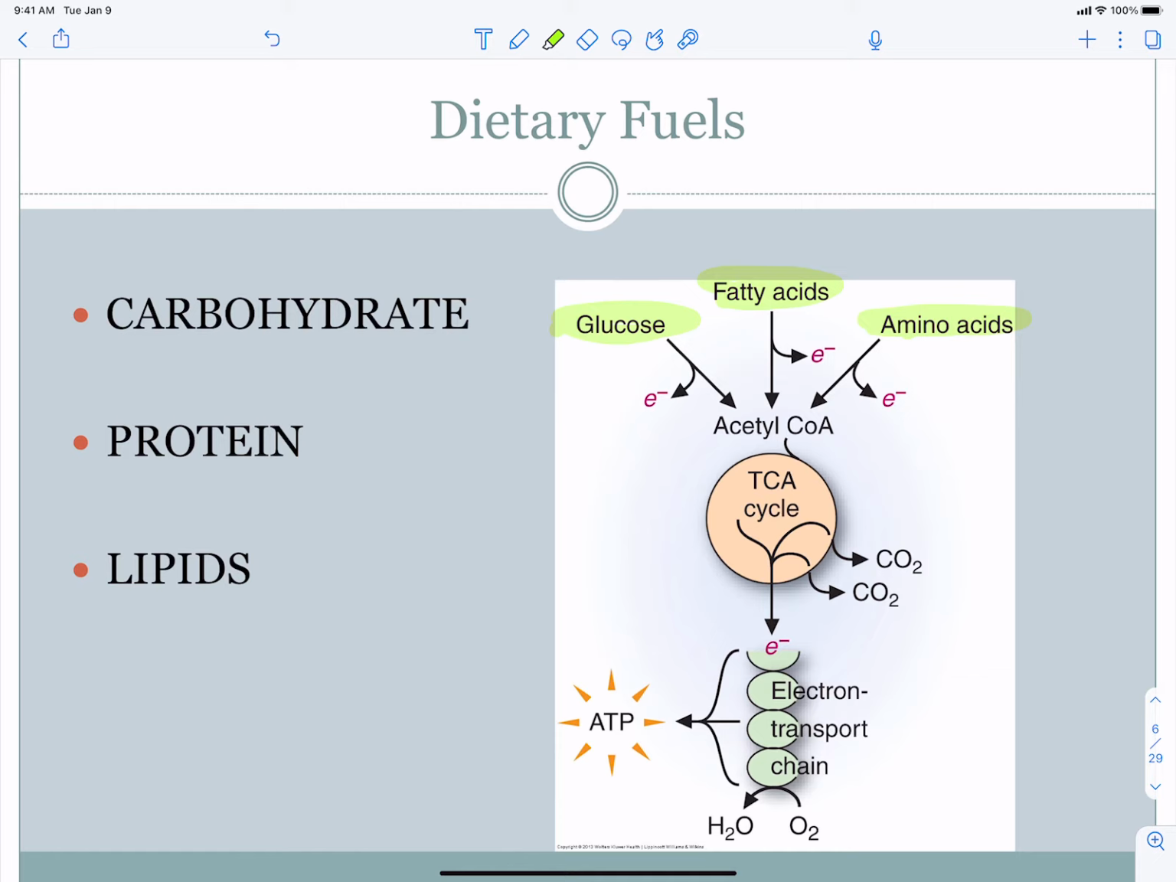From these sources, we want to generate energy. This is the ultimate goal. And so they're all going to converge on certain points. Regardless if you're taking up glucose or fatty acids or amino acids, all of them have the same carbon skeleton that will eventually become acetyl-CoA, which will eventually enter the TCA cycle, which will eventually become ATP.